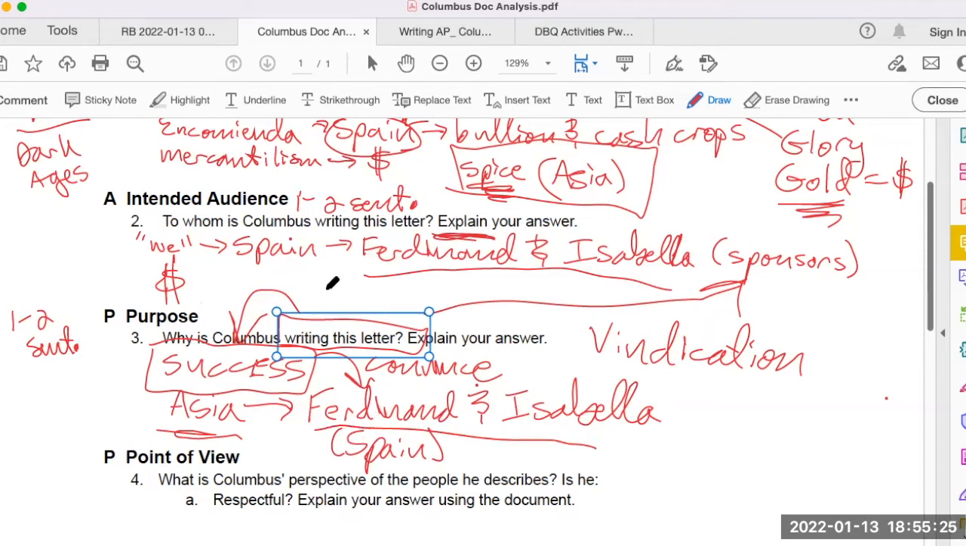Okay, now the last P that we're going to cover is point of view. So think of this as perspective.